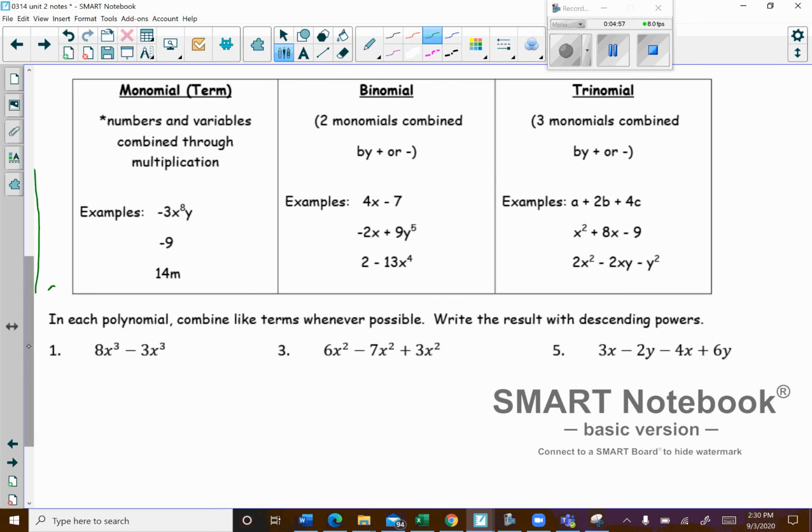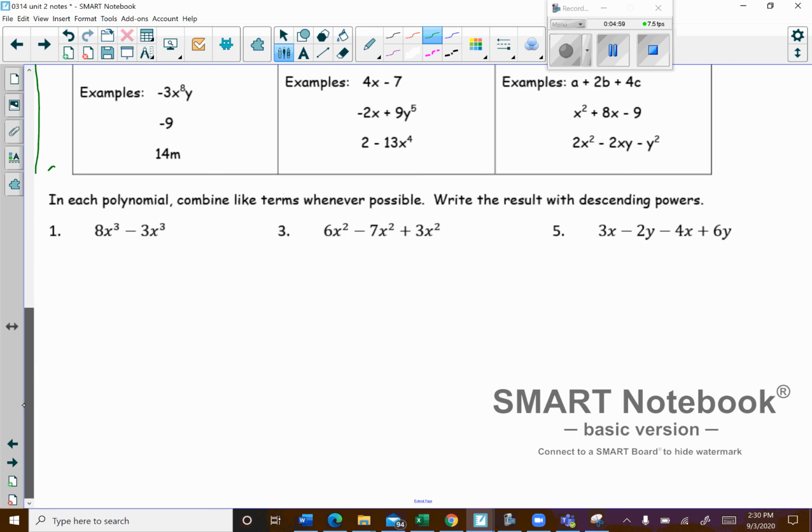Okay, so on this first part it says, in each polynomial, combine the like terms whenever possible. Write the results in descending order of powers. So you typically want to write the highest power first. Okay. On these first couple, it seems like they're all going to boil down to a single term. Or on number 5, we'll have two different terms. We'll have x and y, but the one's not larger than the other. And so this will come into play a little bit later.